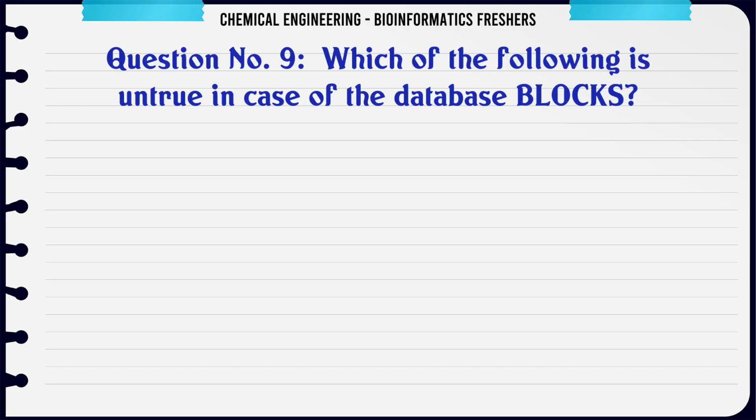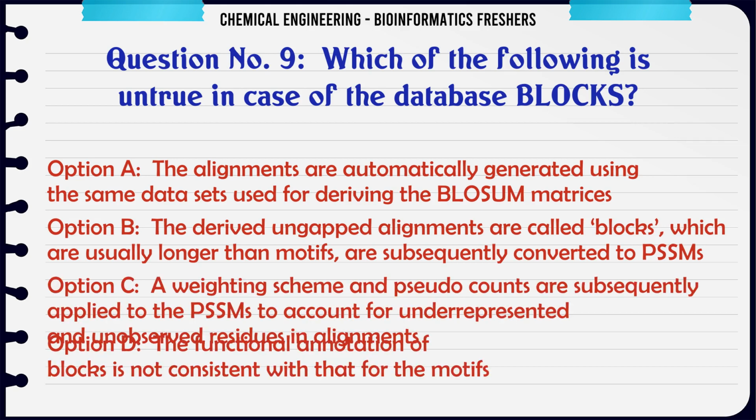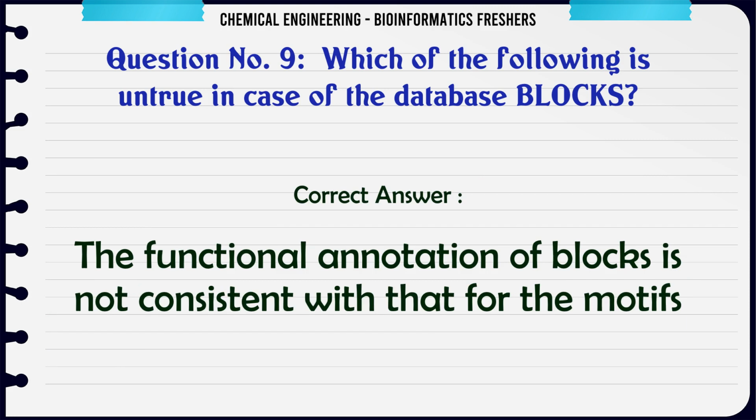Which of the following is untrue in case of the database BLOCKS? A. The alignments are automatically generated using the same data sets used for deriving the BLOSUM matrices. B. The derived ungapped alignments, called blocks, which are usually longer than motifs, are subsequently converted to PSSMs. C. A weighting scheme and pseudocounts are subsequently applied to the PSSMs to account for underrepresented and unobserved residues in alignments. D. The functional annotation of blocks is not consistent with that for the motifs. The correct answer is the functional annotation of blocks is not consistent with that for the motifs.